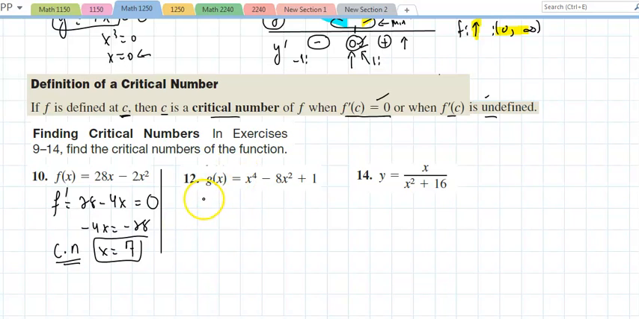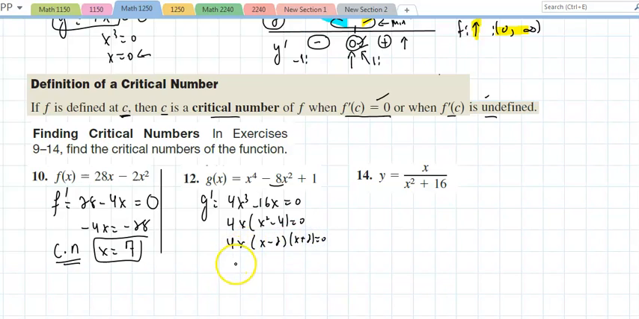For number 12, you take a derivative, that's 4x cubed minus 16x. You set that equal to 0, and that's where the factoring comes in. If you remember, we factored, and I said we're going to need that later on, and this is where your factoring comes in very useful. This equals 0 at 0, this equals 0 at 2, and this equals 0 at negative 2. Those would be my critical numbers. So this is defined everywhere.